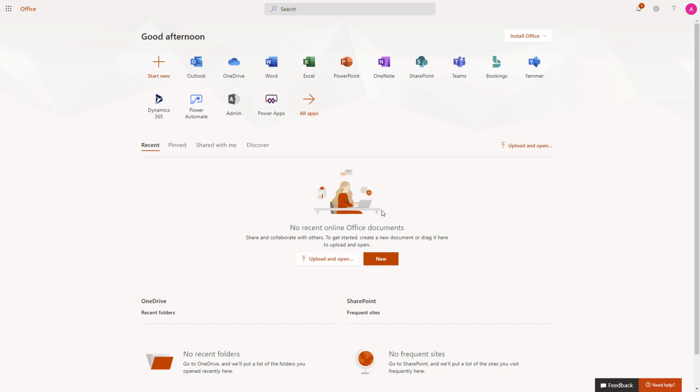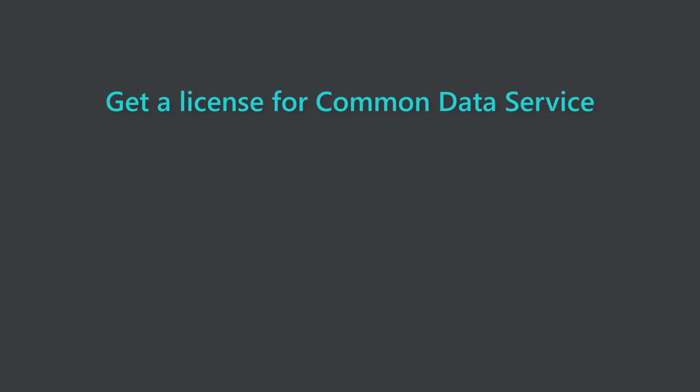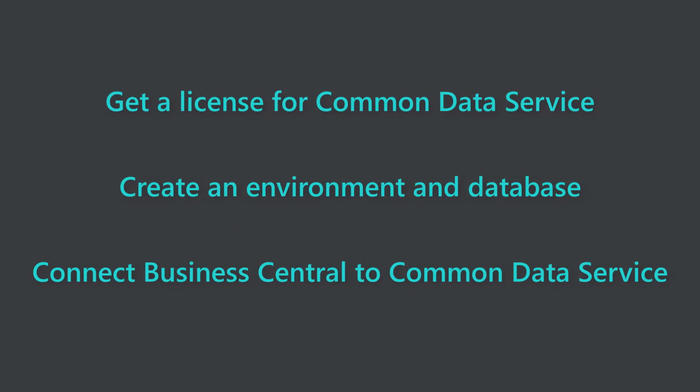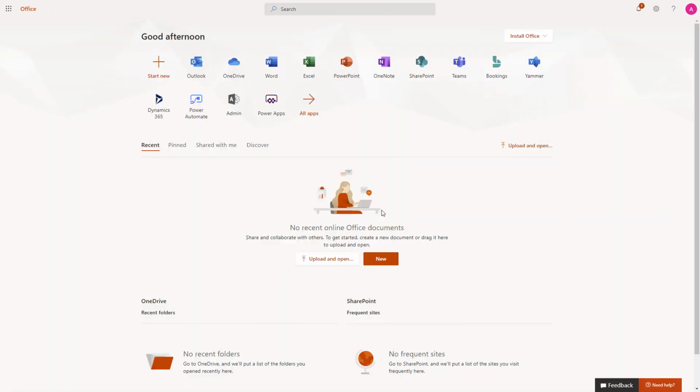connection. The steps include how to get a license for Common Data Service, how to set up a Common Data Service environment and database, and how to use an assisted setup guide to connect Business Central to Common Data Service. Okay, let's start by getting a license for Common Data Service.